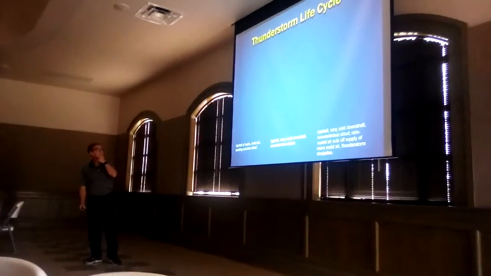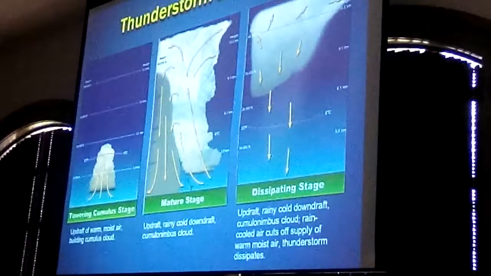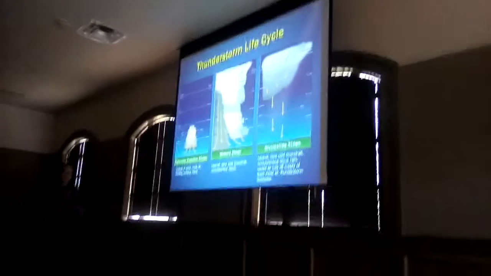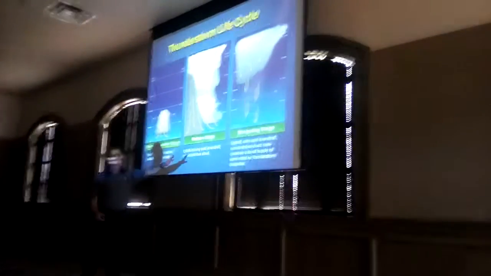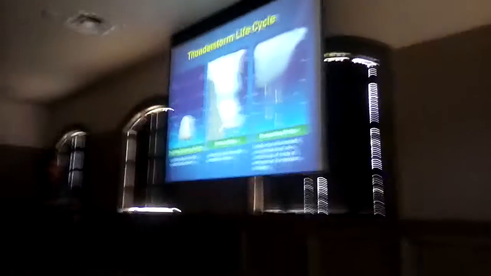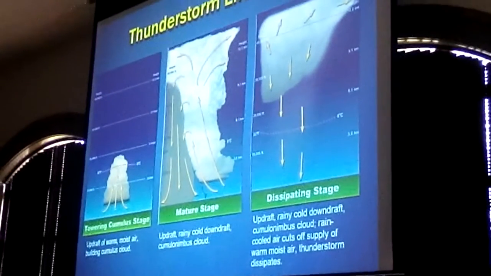Okay? So go ahead and advance through these three slides. Thunderstorms typically go through these stages. You get the towering cumulus stage, you get the growing cloud. In the mature stage, that cloud is very thick and deep. We call that a cumulonimbus. And it's producing rain in the mature stage. And then that rain-cooled air tends to choke off the updraft and the storm dissipates. So this whole cycle might just last 30 minutes or so.